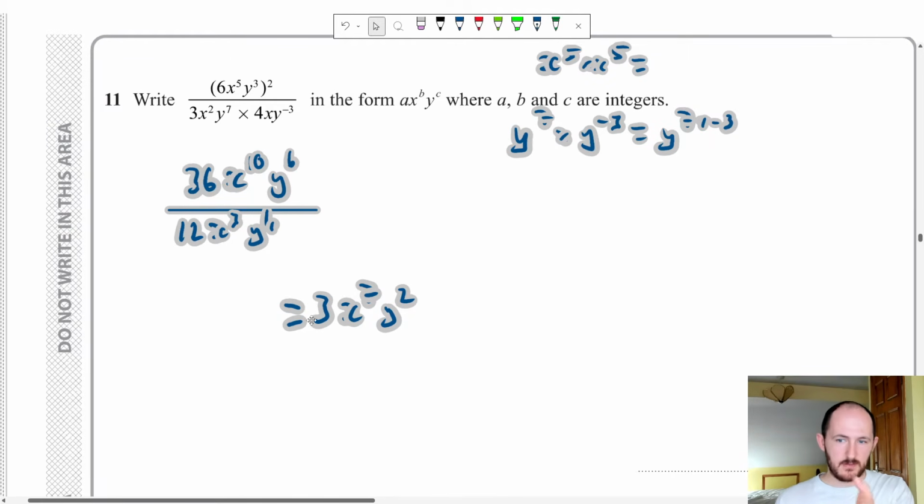Well, there's a number there. A is an integer, so 3. X to the power of b, where b is an integer. Well, that's x to the power of 7, which, again, is an integer.